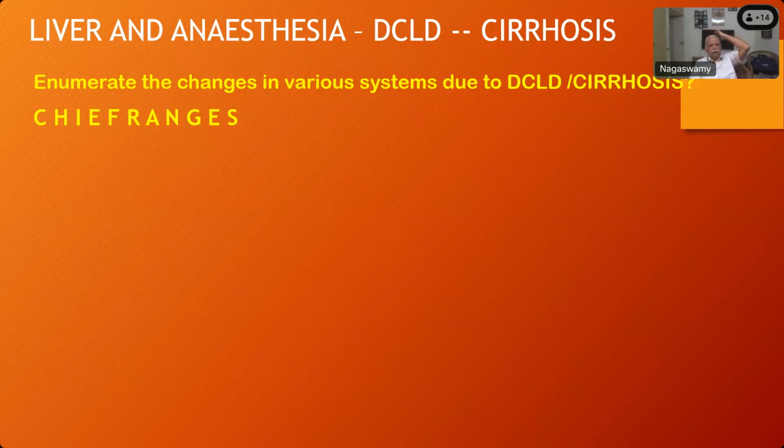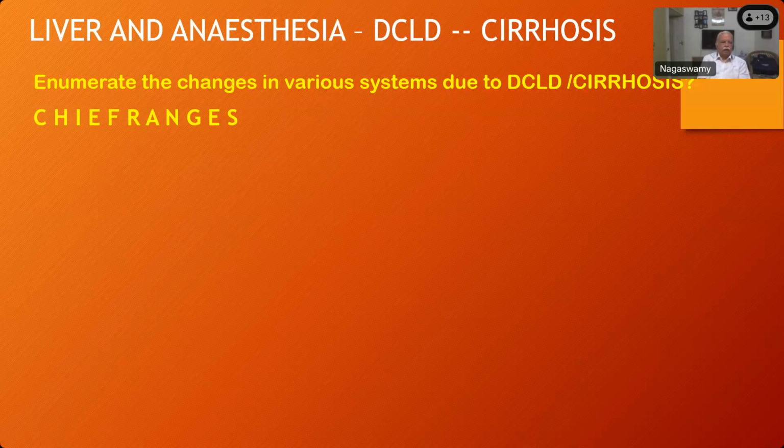Now what I have written there as CHIEF RANGES is a mnemonic to remember the various systems that are affected by cirrhosis or DCLD. I always remember the points by remembering the mnemonics, but that should not confuse you in finding out which mnemonic to use for which condition. So if you remember this mnemonic, you will be able to. Can you decipher what this mnemonic may be indicating? What does it stand for?